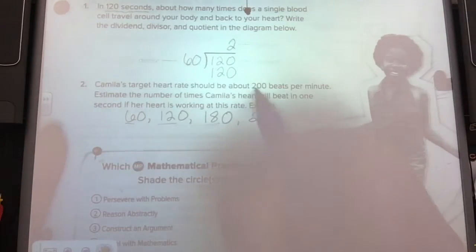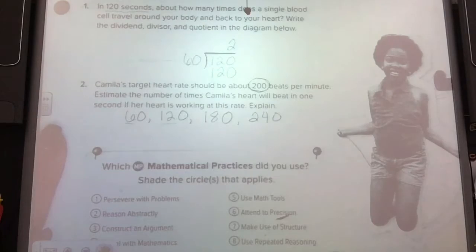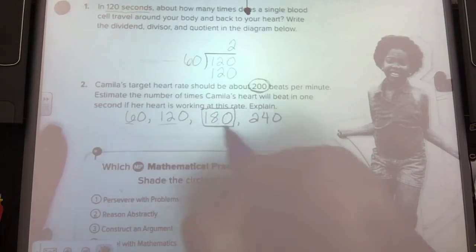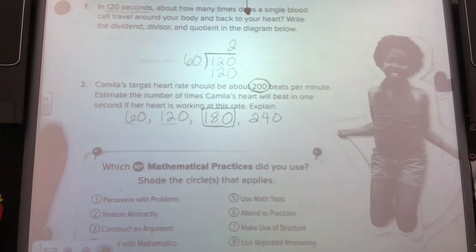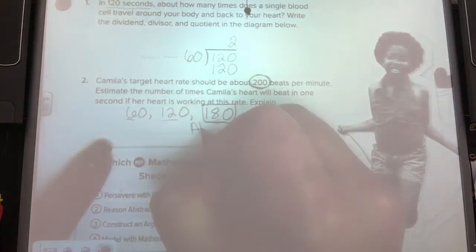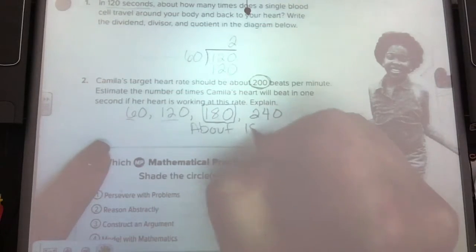They want us just to estimate. So if we estimate which one is closest to 200, I would say 180. So about how many times would Camelia's heart beat in 1 second if her heart was working at this rate? So our answer would be about 180.